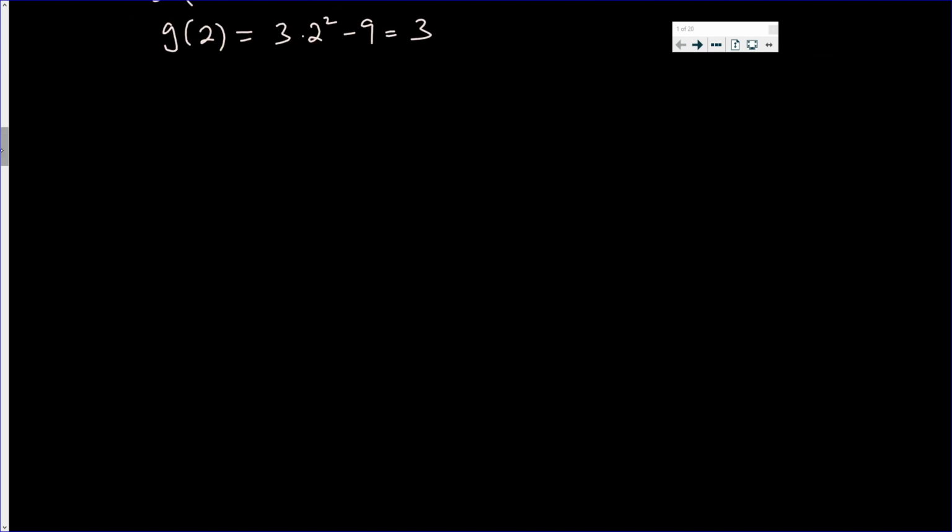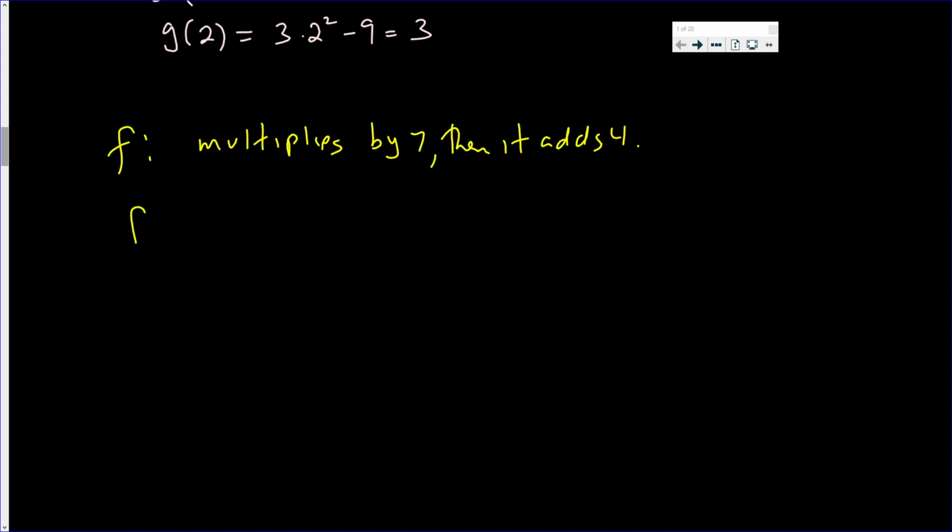Let's reverse the game. I'll tell you the function f: it multiplies what's in the brackets by 7. Then it adds 4. Find f. Well, you can pick whatever variable you want. Let's call it x. It multiplies it by 7. Then it adds 4. There it is.